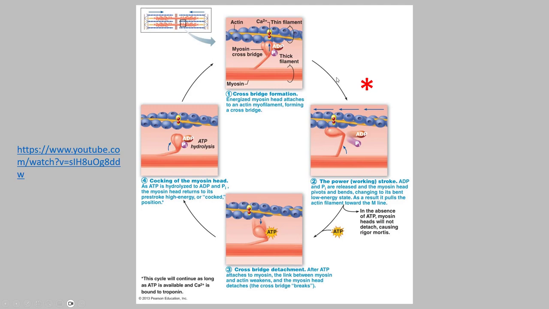Cross bridge has formed. Now some things are going to happen really, really quickly. So let's go through this cycle. As soon as the cross bridge is formed, inorganic phosphate is released. And when the inorganic phosphate releases, it causes this bond between myosin and actin, the cross bridge, to get stronger. Myosin attaches harder to actin when the inorganic phosphate falls off. When the myosin attaches harder to actin, it causes the ADP to fall off. That's why I have this asterisk here, because it sums all that up in one thing, but it's actually two separate steps. Cross bridge forms, phosphate falls off, cross bridge strengthens, ADP falls off.